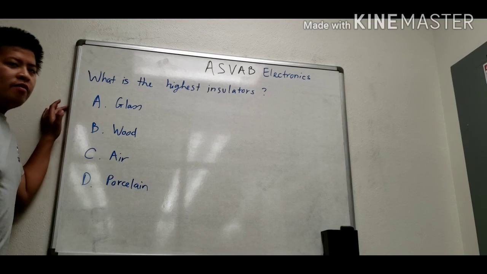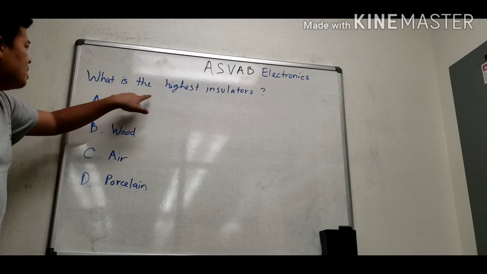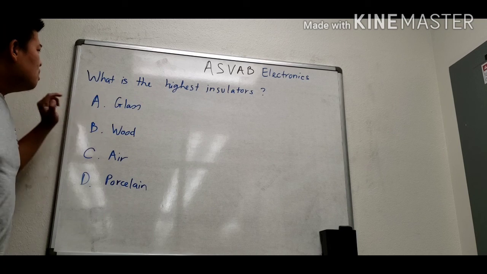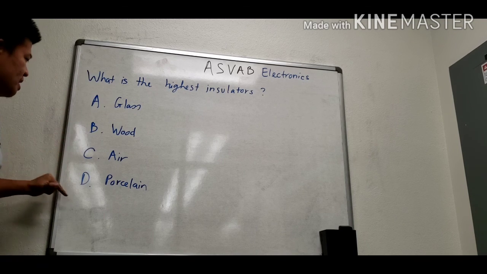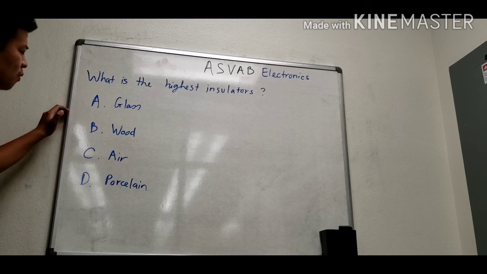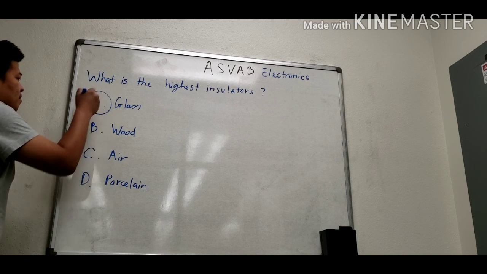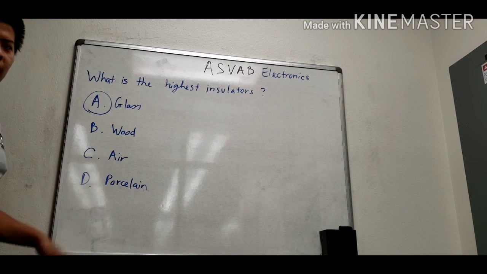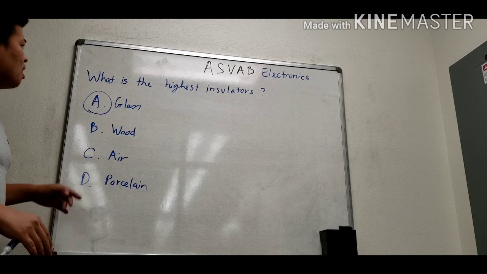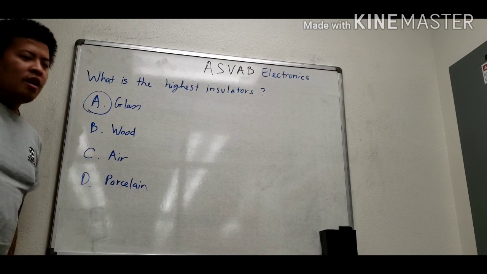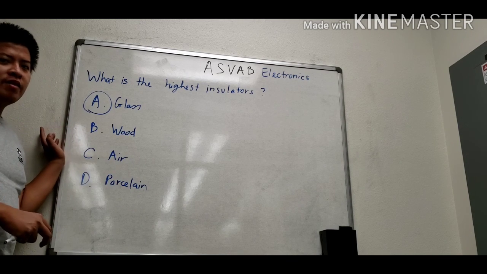So in the real ASVAB test, what is the highest insulator? We have A, B, C, D. The answer for this question is A, because we just look at the length of the insulator, and I just showed that in the previous video.